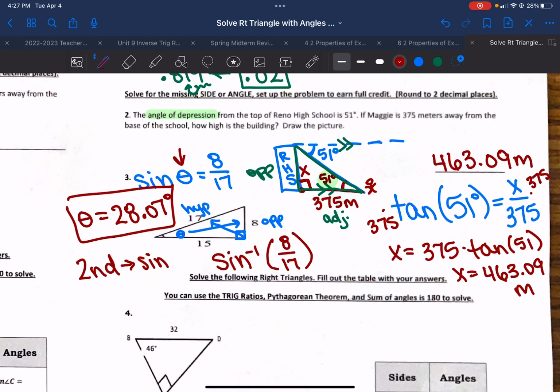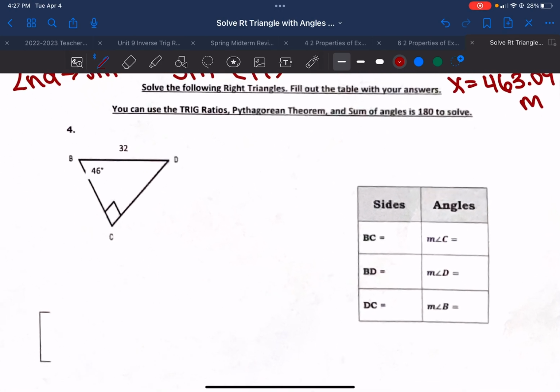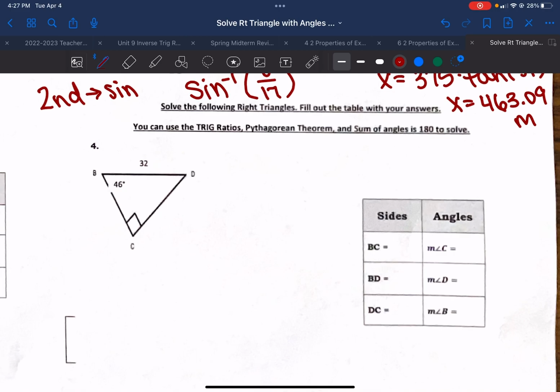Fabulous. Solve the following right triangles. Fill out the table with your answers. You can use trig ratios, Pythagorean theorem, and sum of angles is 180 to solve.